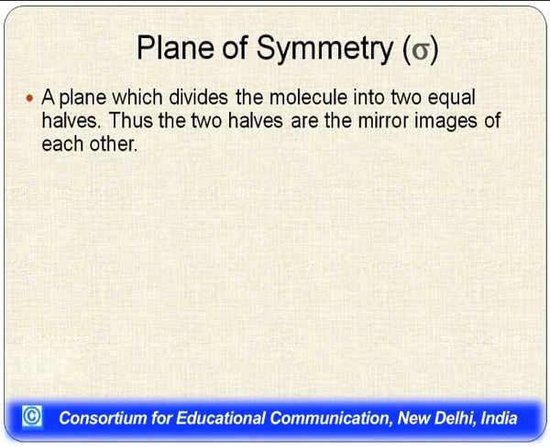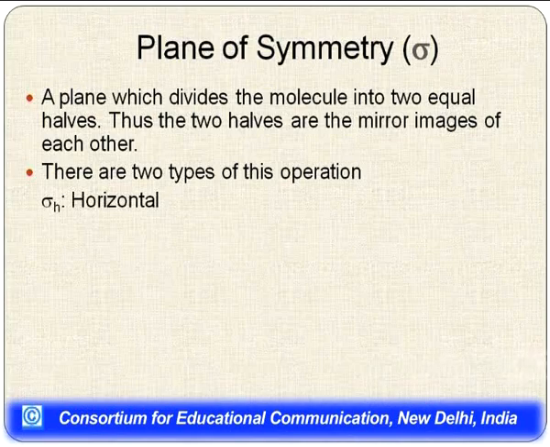The second point is plane of symmetry. A plane of symmetry may be defined as a plane which divides the molecule into 2 equal halves. This is pretty important, because as you can see in the slide, the 2 halves are the mirror images of each other. So, can we go back to the enantiomerism concept, because the mirror image concept is coming here in the symmetry element. Certainly it has to do something with chirality, because we are talking about symmetry and chirality is the absence of symmetry.